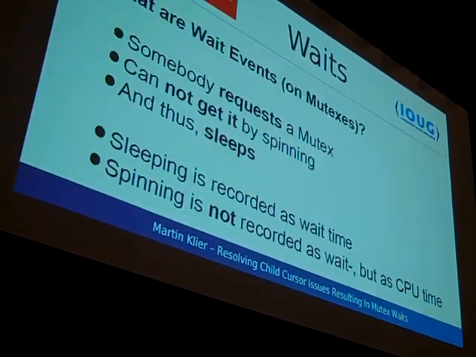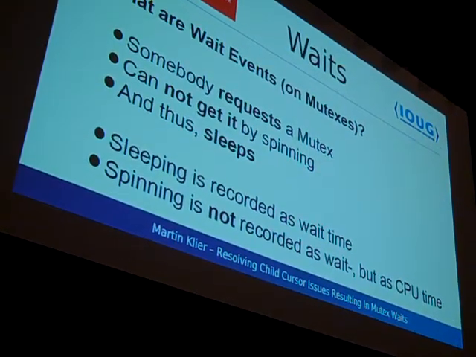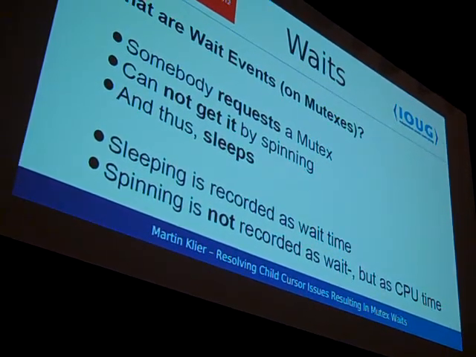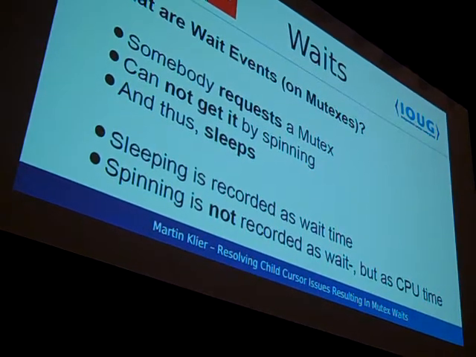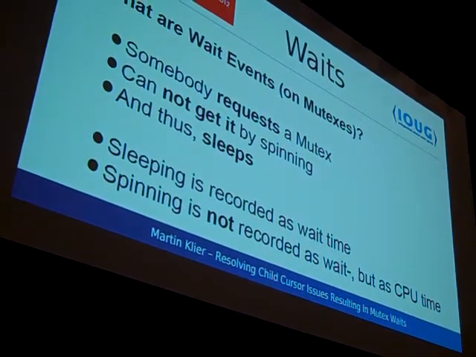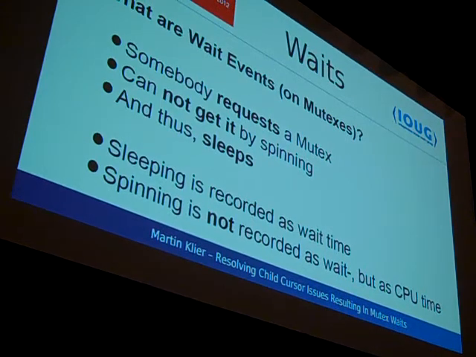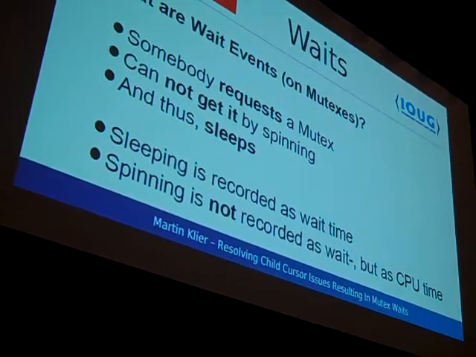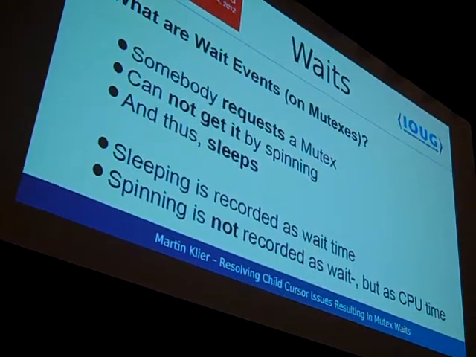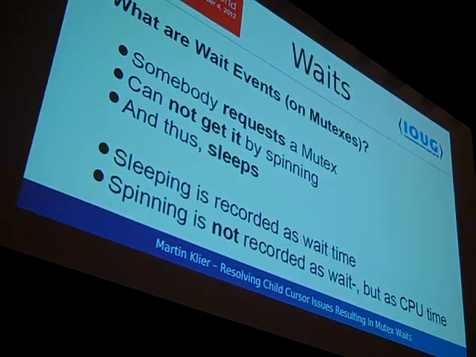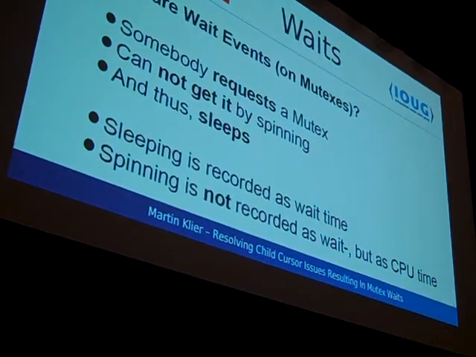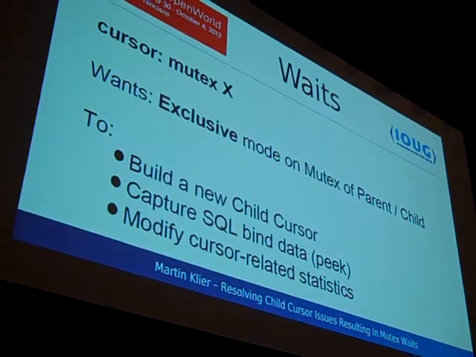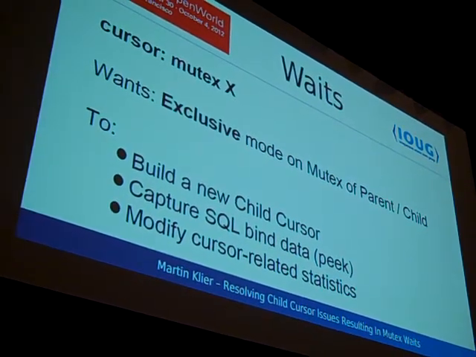This is mutex contention. A wait event on the mutex is when somebody requests a mutex, cannot get it by spinning, and thus is sleeping. So the little conflicts below the spin count you can recognize when you're looking into the wait interface. Sleeping is recorded as wait time, and spinning is not recorded as wait but as CPU time. There are different mutex wait events I want to talk about.